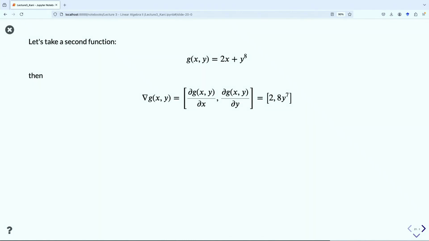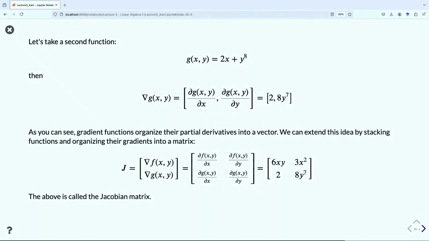So what do we do next? Well, we have two functions. What do we do with a system of linear equations? When we have systems of equations, you just stack them on top of each other, right? That's all we're doing here. We have two equations where the partial derivatives form a vector. So we can stack those vectors on top of each other and get a matrix. In essence, this matrix is simply the derivative of f stacked on top of the derivative of g.